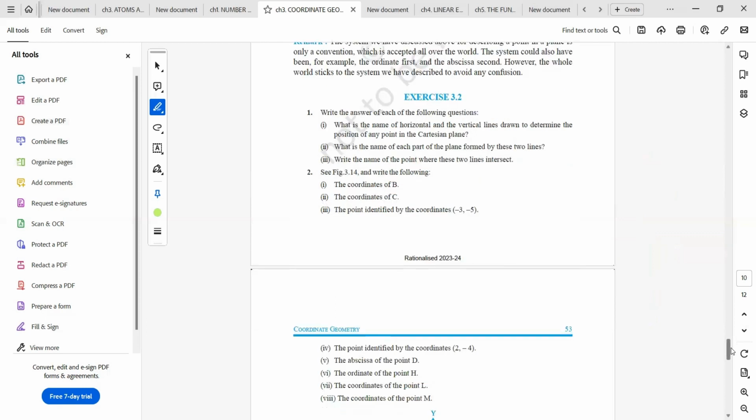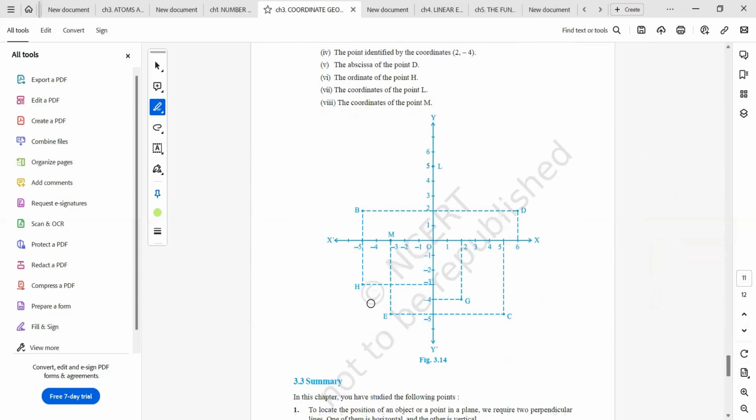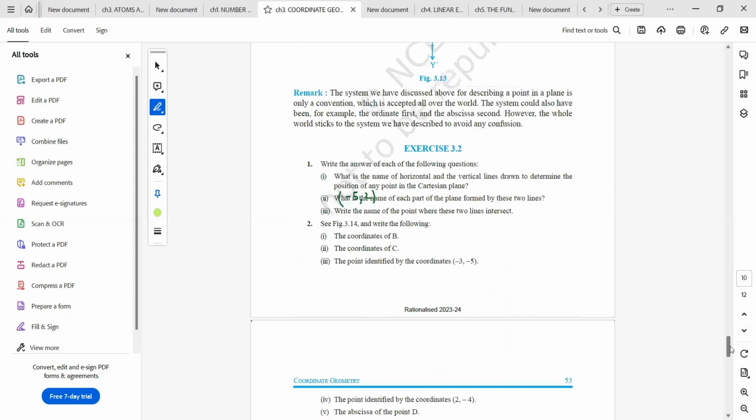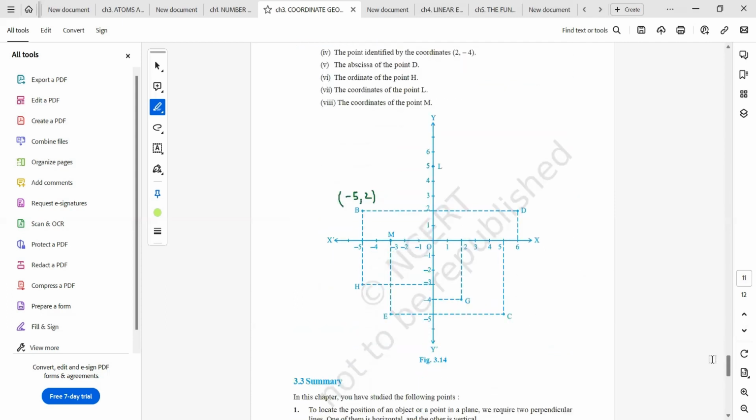Write the coordinates of B, C. So the coordinate of B, can you define? -5, plus 2. Yes. Then what else for point A? Which point is it asking, A or C? For point C.